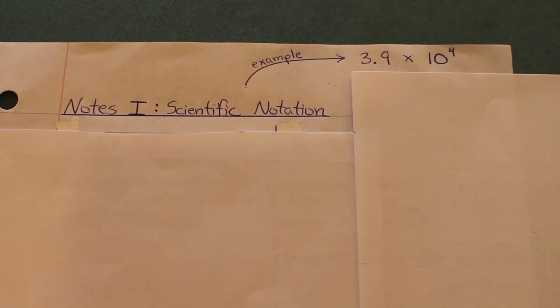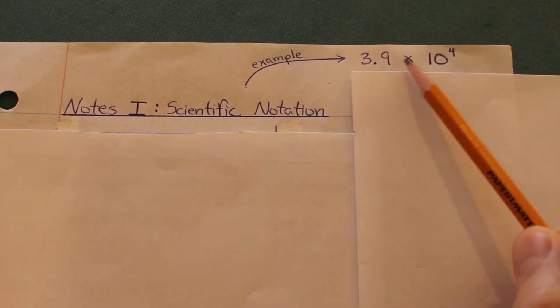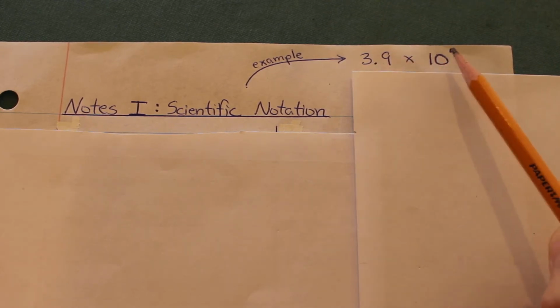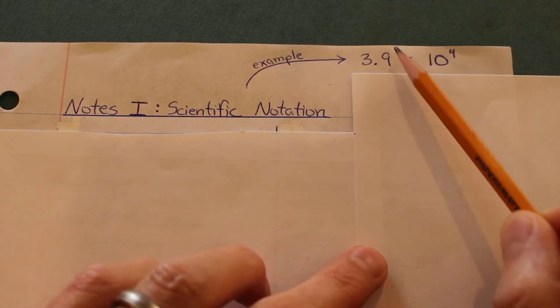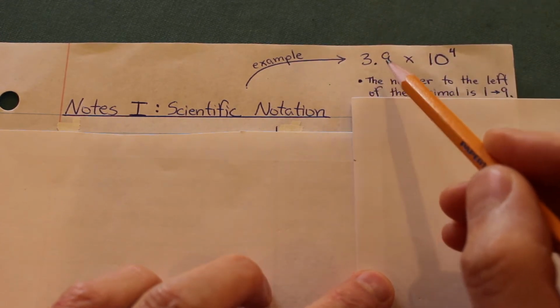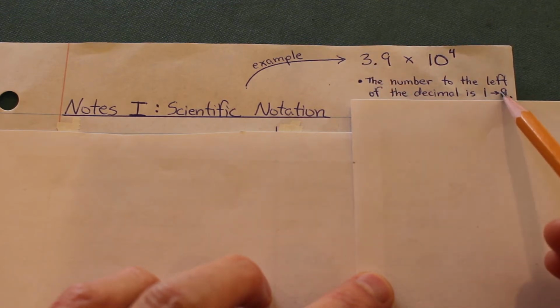All right, here we have notes I, scientific notation, and an example of a number in scientific notation, 3.9 times 10 to the fourth power. So what makes this scientific notation is this number here is between 1 and 9. Same thing as to say the number to the left of the decimal is between 1 and 9. That's a 3, and that's between 1 and 9.